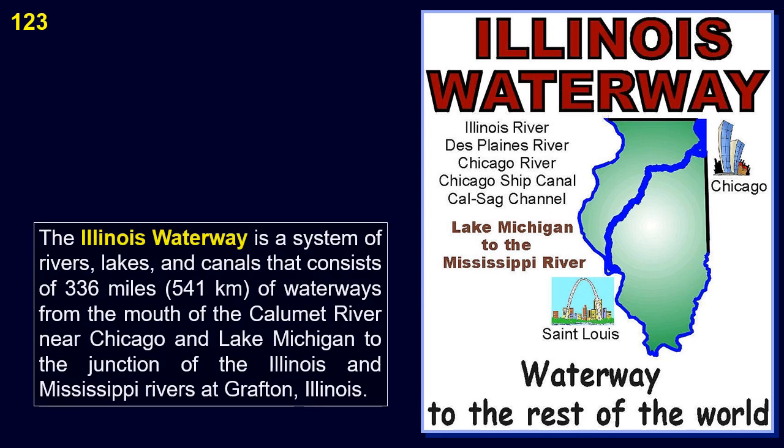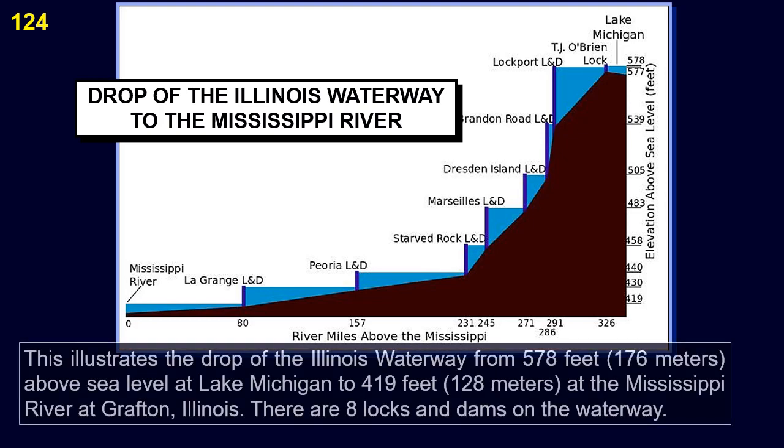The Illinois Waterway is a system of rivers, lakes, and canals which consists of 336 miles, 541 kilometers, of waterways from the mouth of the Calumet River near Chicago and Lake Michigan to the junction of the Illinois and Mississippi rivers at Grafton, Illinois. This illustrates the drop of the Illinois waterway from 578 feet, 176 m, above sea level at Lake Michigan to 419 feet, 128 m, at the Mississippi River at Grafton, Illinois. There are 8 locks and dams on the waterway.